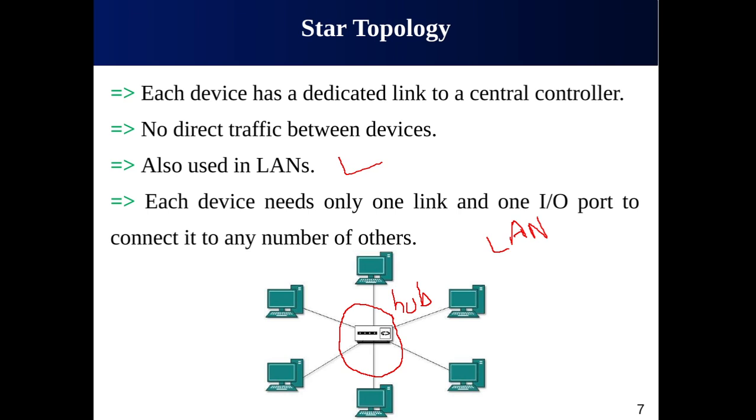How is it robust? Because if one link fails, for example, this link is not working, then it will not affect other links or other systems. They are still active. Only this system will not be available on the network. And this factor also lends itself to easy fault identification and fault isolation. Like if this system is not working, then you can easily diagnose this link, this system, and you can repair it.